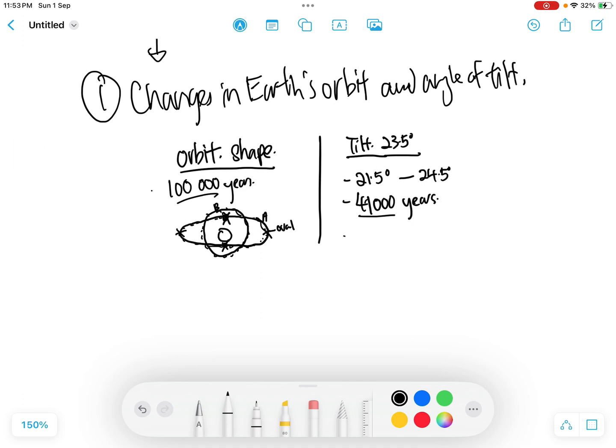Basically, what you need to know geographically is that when the tilt decreases, the different hemispheres will lean further away, and this will lead to warmer winters and cooler summers.